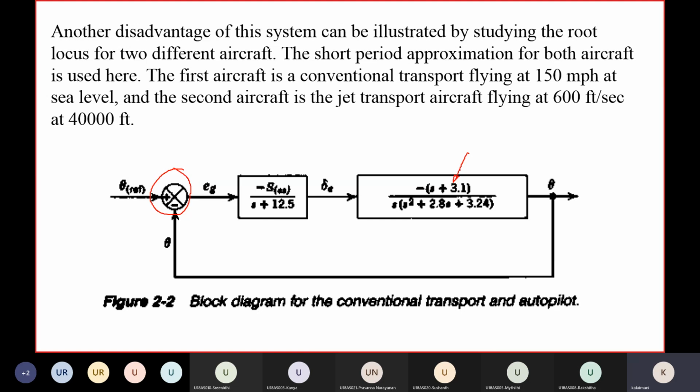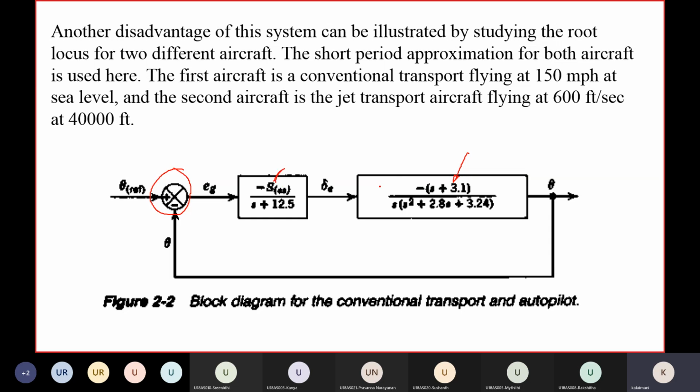This is the block diagram of a conventional transport aircraft displacement autopilot system, where there is a gain for the servo. The servo is a first order system with a time constant of maybe 0.1 to 0.03 seconds. This is the aircraft dynamics, the longitudinal aircraft dynamics. Then this is the transfer function for the elevator servo along with the amplifier, where K is the gain.